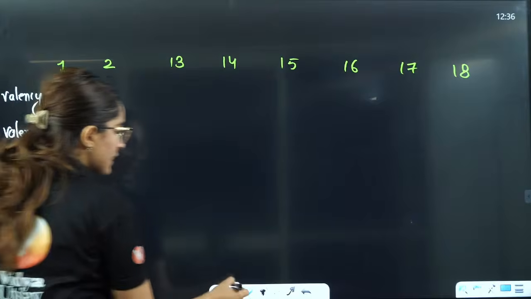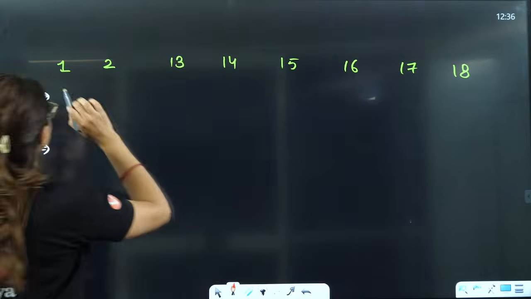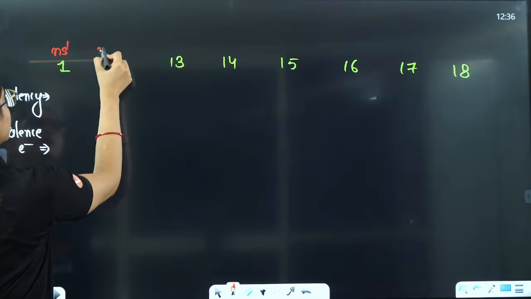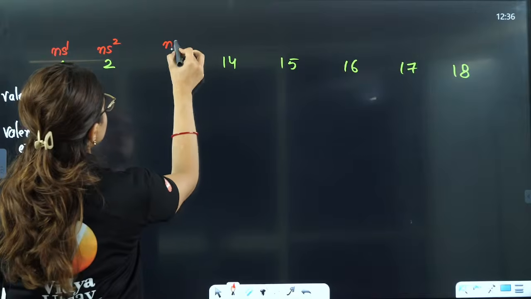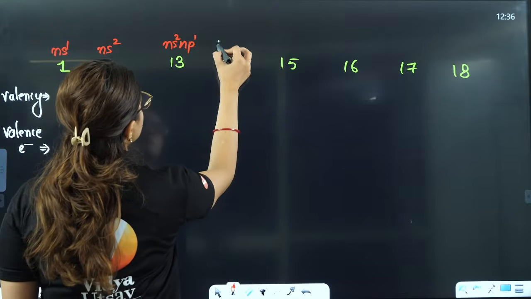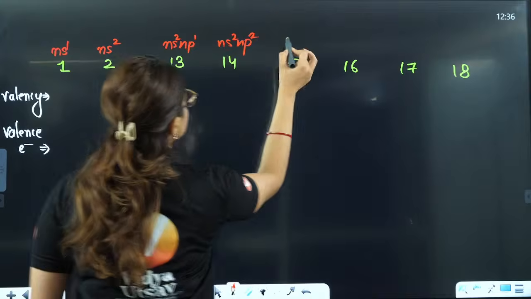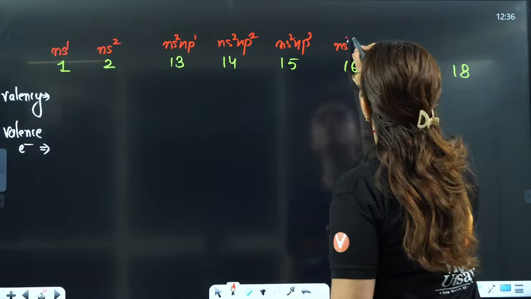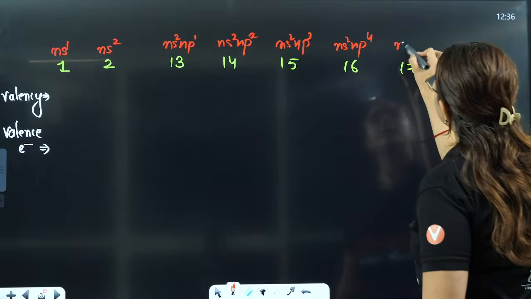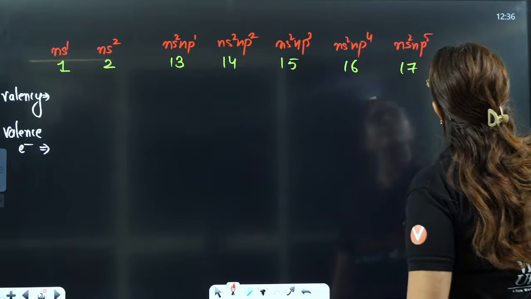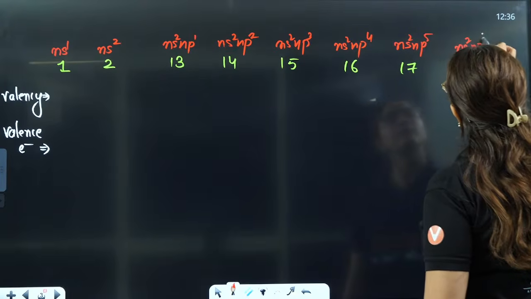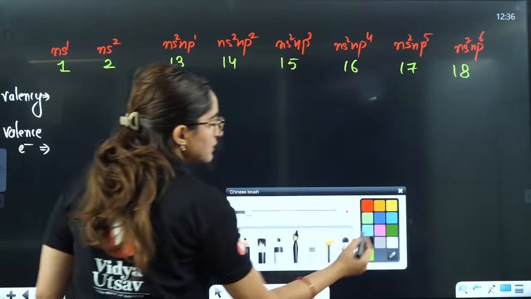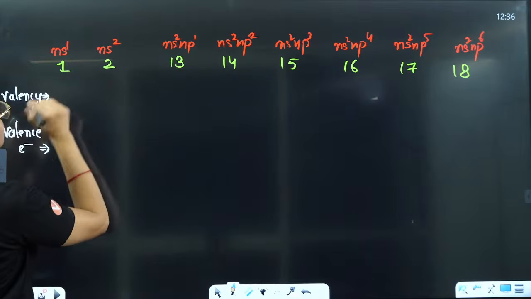Here we have valence electrons. If you see the electronic configuration, this is going to be ns1, this is ns2, this is ns2np1, this is ns2np2, this is ns2np3, this is ns2np4, this is ns2np5, this is ns2np6. That is going to be the overall configuration here.